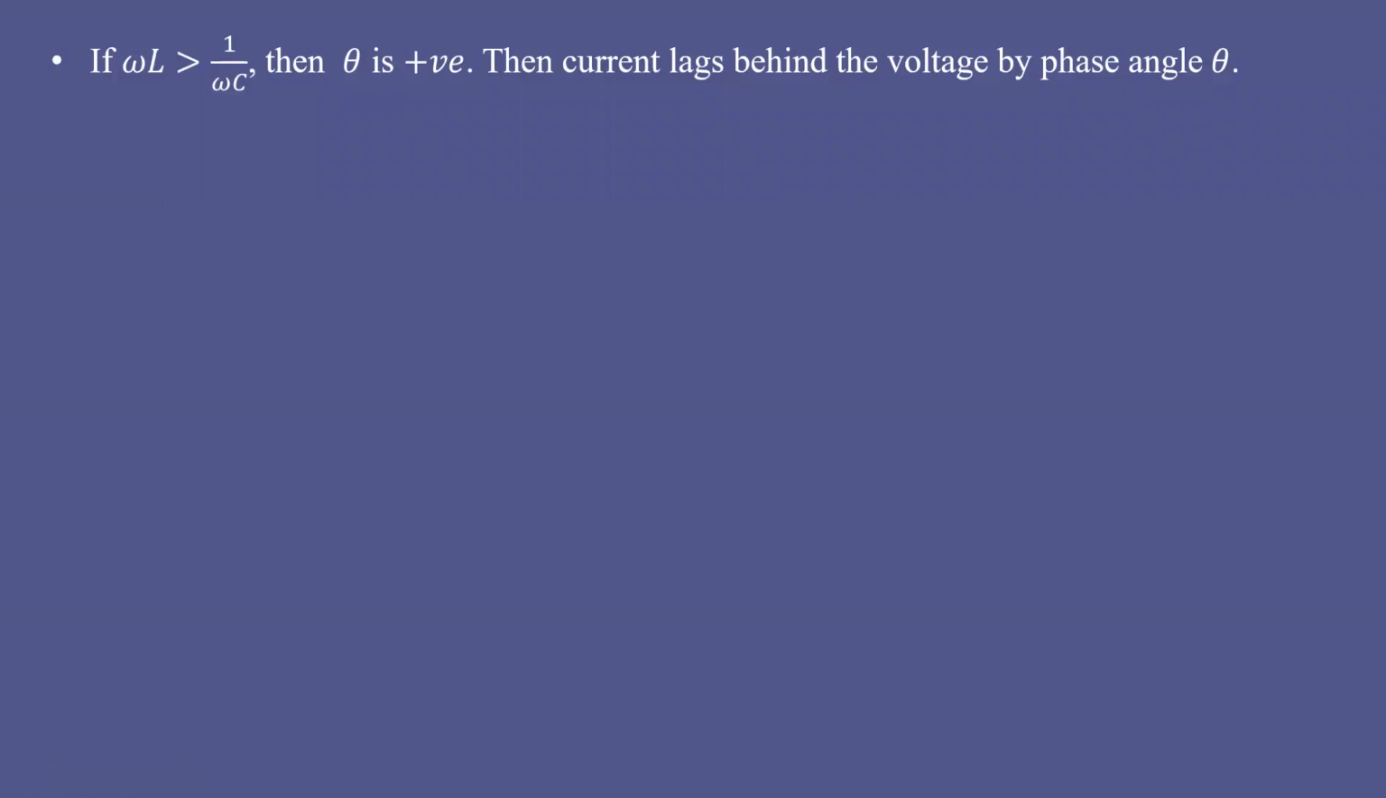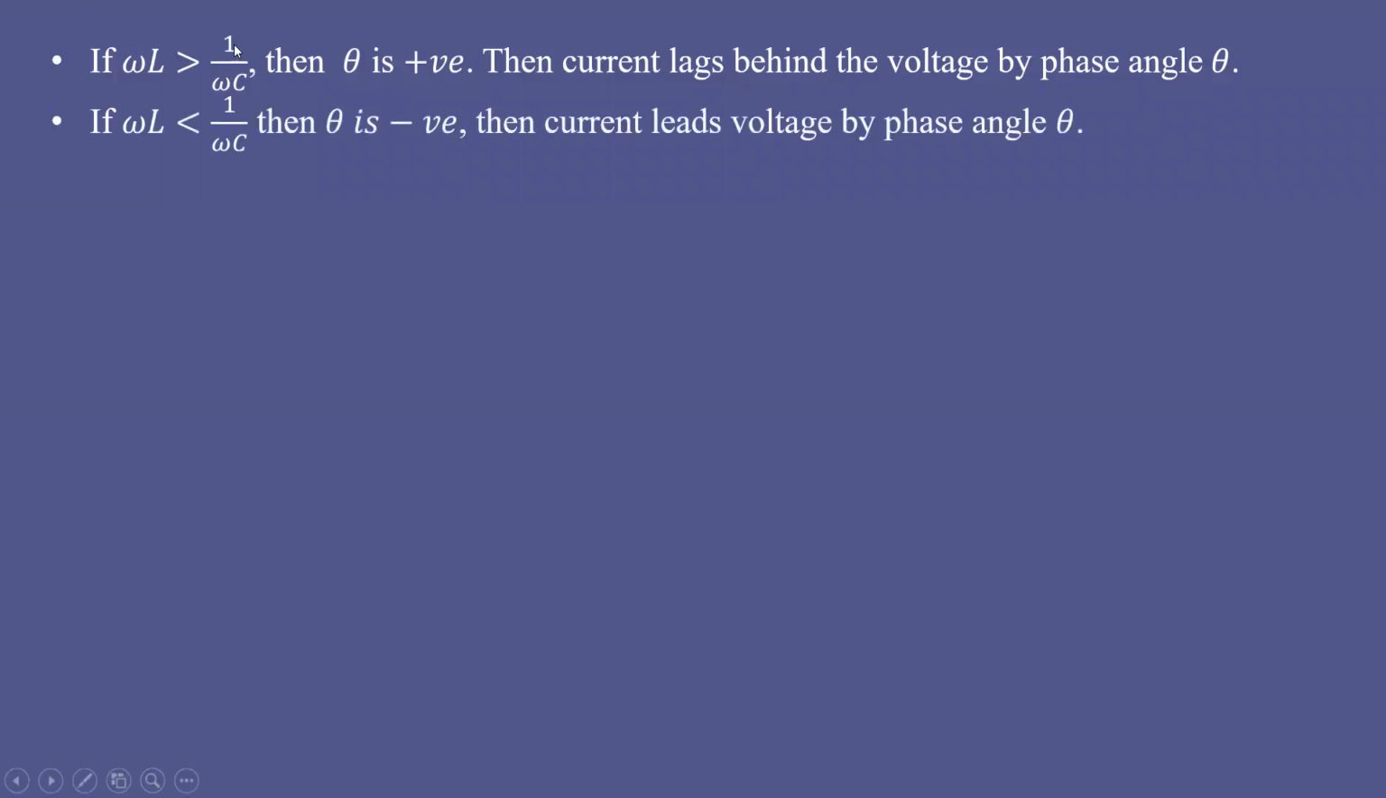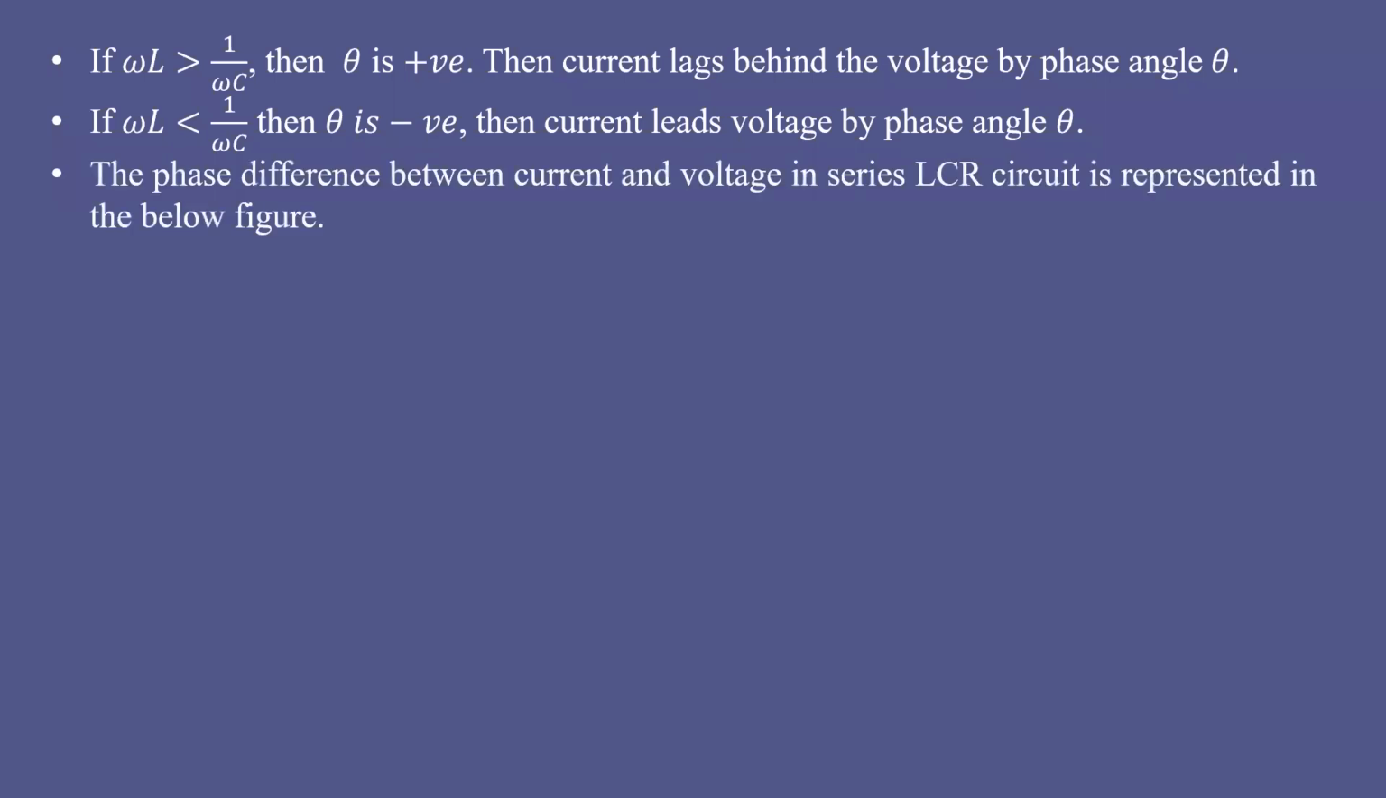So voltage is leading if omega L is greater than 1 by omega C. On the other hand, if omega L is less than 1 by omega C, then theta is going to be negative. Theta is negative if omega L is less than 1 by omega C. Then current leads the voltage by angle theta. So current is going in front of voltage. So current leads the voltage by phase angle theta.